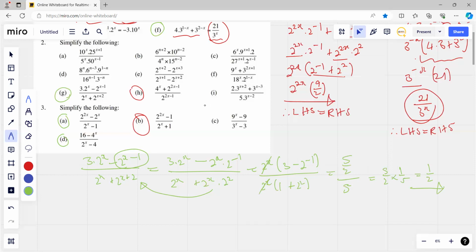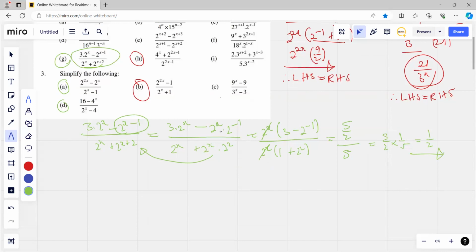So basically, in terms of this question, as long as you have plus or minus in exponents, you should know that you have to take out a common factor. Let's look at number h. For number h we're given 4 to the exponent x plus 2 to the exponent 2x minus 1, divided by 2 to the exponent 2x minus 1. I said immediately you see plus or minus, you do what? Take out a common factor.